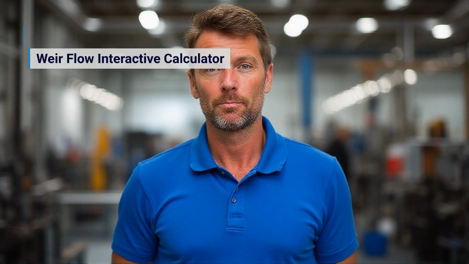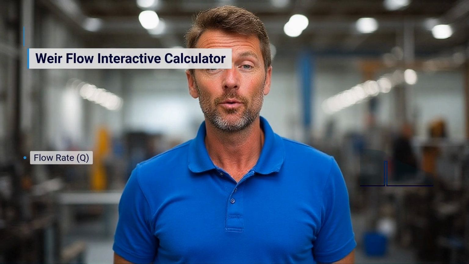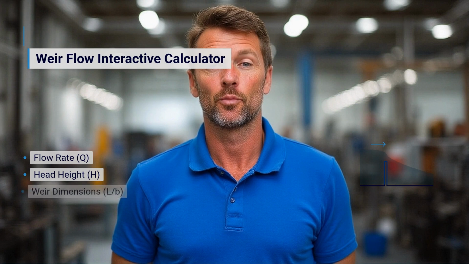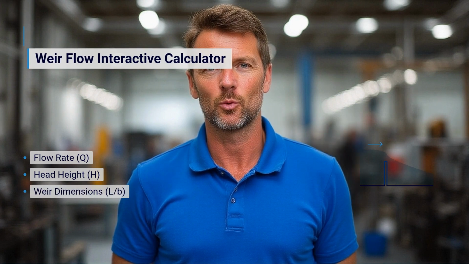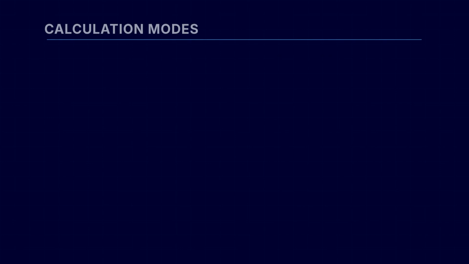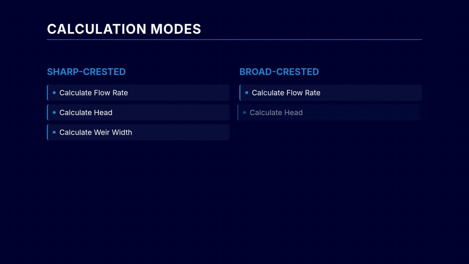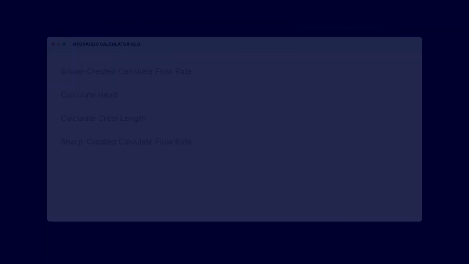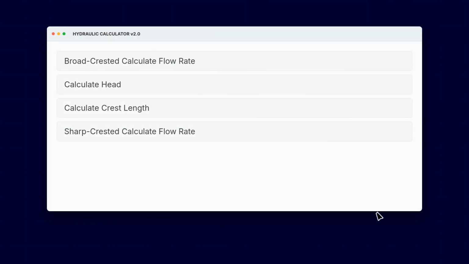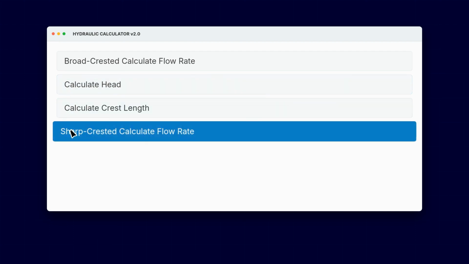The Weir Flow Sharp-Broad Interactive Calculator solves flow rate, head height, and weir dimensions for both sharp-crested and broad-crested weirs. Let's explore the inputs. First, select your calculation mode from 6 options: Sharp-Crested Calculate Flow Rate, Calculate Head, or Calculate Weir Width, and Broad-Crested Calculate Flow Rate, Calculate Head, or Calculate Crest Length. For this demonstration, I'm using Sharp-Crested Calculate Flow Rate.